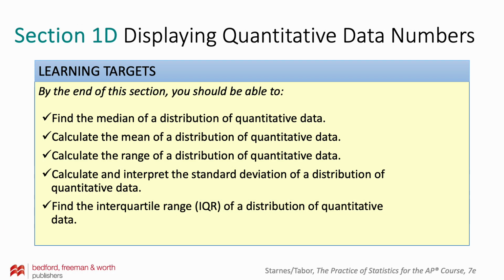So to wrap up, always choose summary statistics based on the data's shape and outliers. Median and IQR for skewed distributions, mean and standard deviation for symmetric ones. Box plots let you summarize and compare distributions clearly.